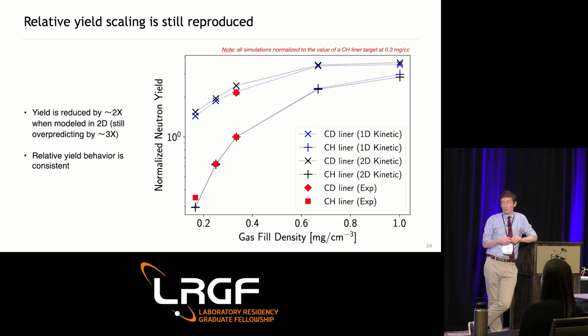Still by a factor of 3, which we're trying to figure out. But if you again normalize to this point in time, you can see that there's very little difference in the yield trend scaling. So it seems that these 2D shape effects don't have a really dramatic effect on anything going on with this target.